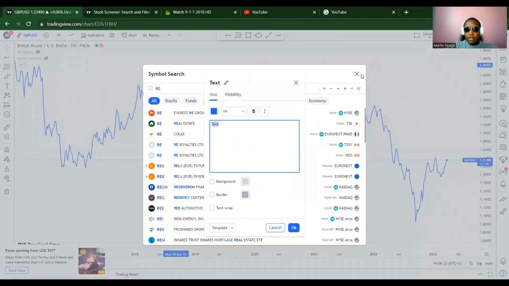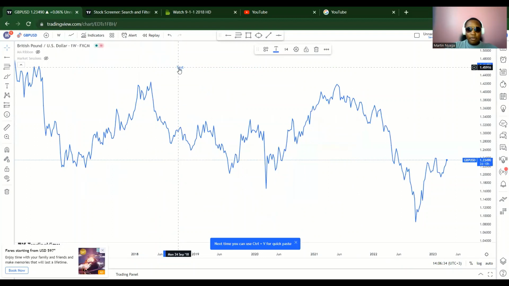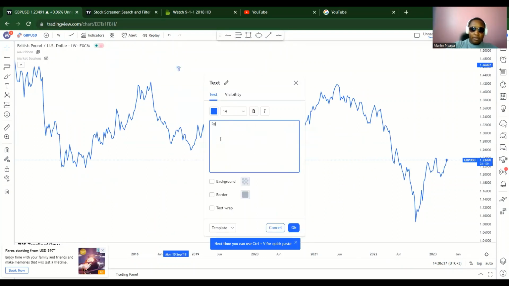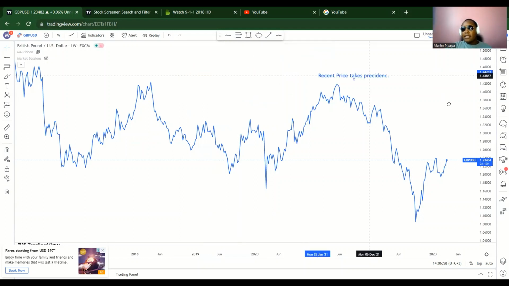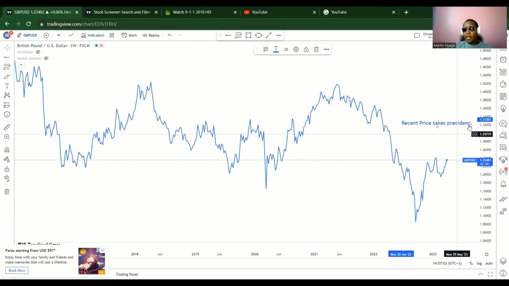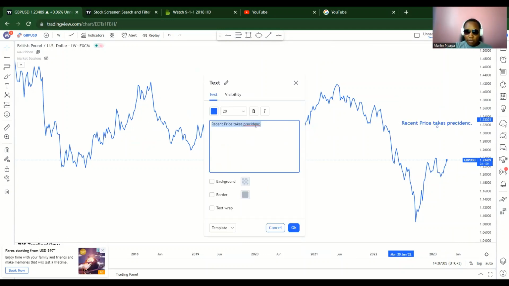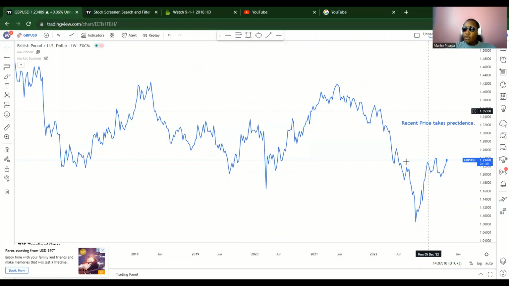Recent price takes precedence when it comes to charts, because that means at that specific point in time, the banks decided that this level at this current age and time is what matters most. So we start with the most recent prices.